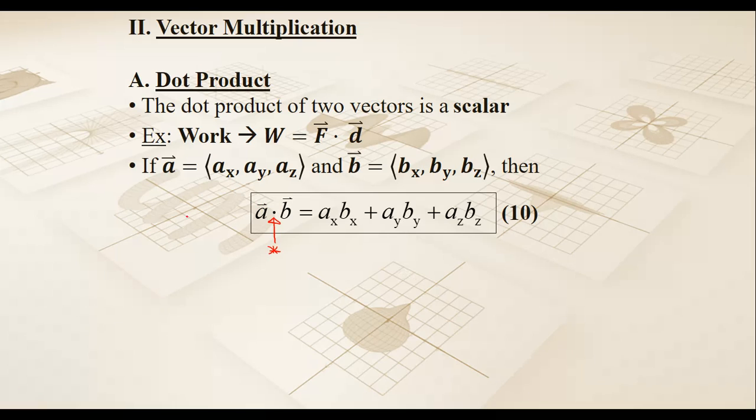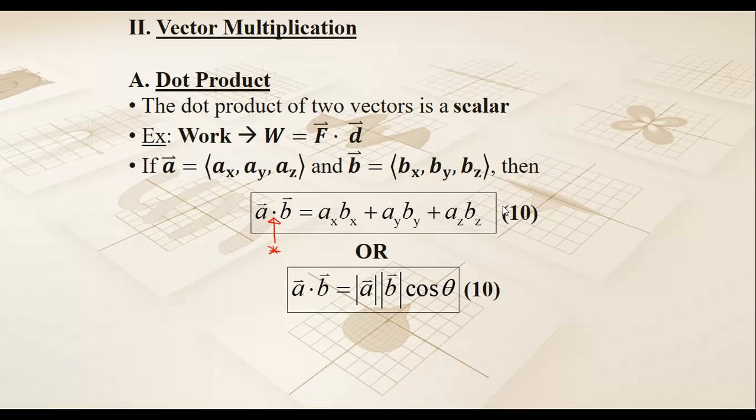Now that would be equal to taking the two x components, multiplying them together, adding that to the two y components, multiplied together, and adding that to the two z components, multiplied together. Therefore, vector A dotted with vector B would be equal to ax bx plus ay by plus az bz.